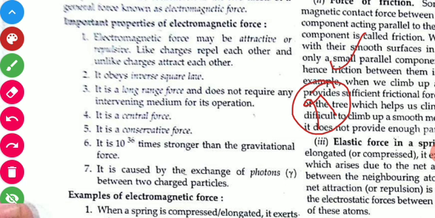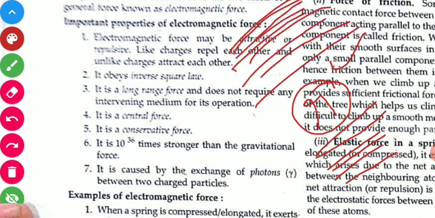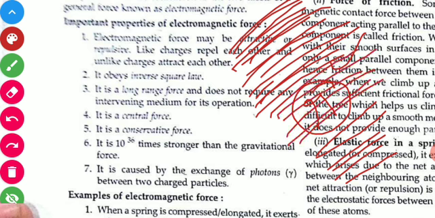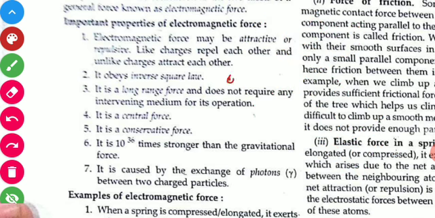It is also a central force, as we discussed for the gravitational force. It acts along the line joining the charges. Suppose this is Q1 and this is Q2. So where will it act? It will act along the line joining the two charges. So along this line this force will act. This force is a conservative force and also it is stronger than the gravitational force.